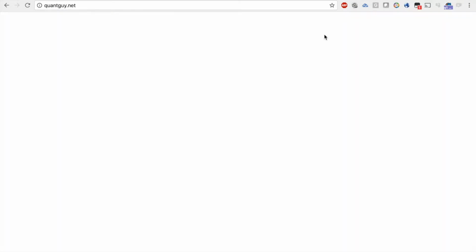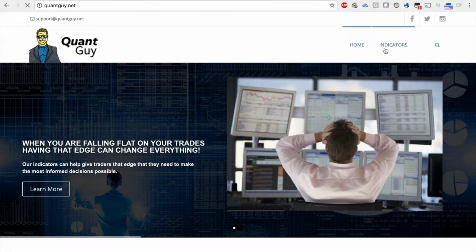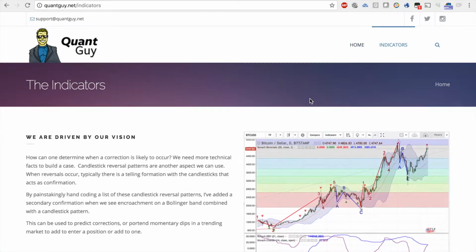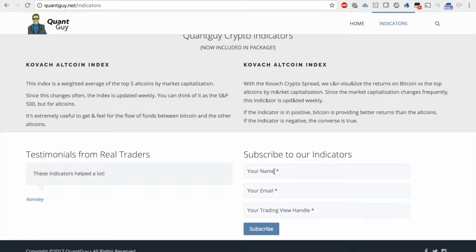Before we get started, you want to make sure that you've gone to the Quantguy website and registered for the indicators. Again, you get a package of the momentum indicators, the reversals indicator, and the crypto-specific indicators. This process was outlined in the previous tutorial.